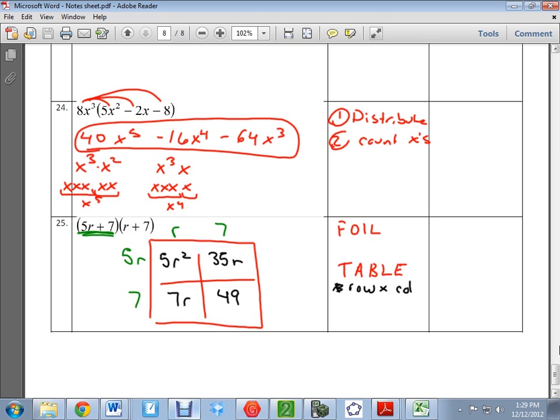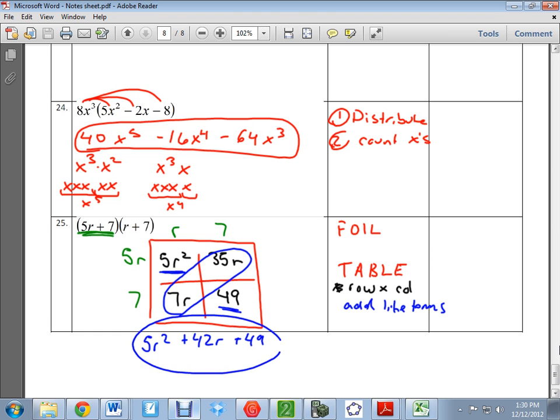Row times column. The row thing times the column thing. And then you will add like terms. Alright, so is there any like term with 5r squared? Nope. So 5r squared just gets brought down. Plus 7r and 35r add to positive 42r. Is there anything to combine with 49? No. So it just gets brought down. This is the final answer for that.